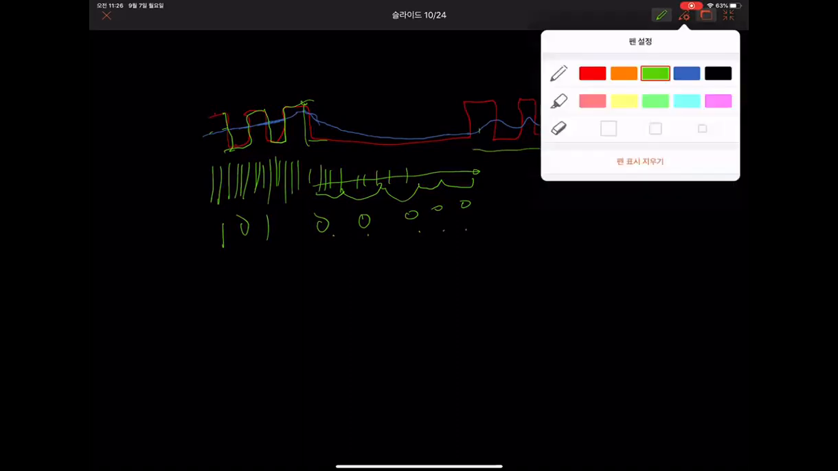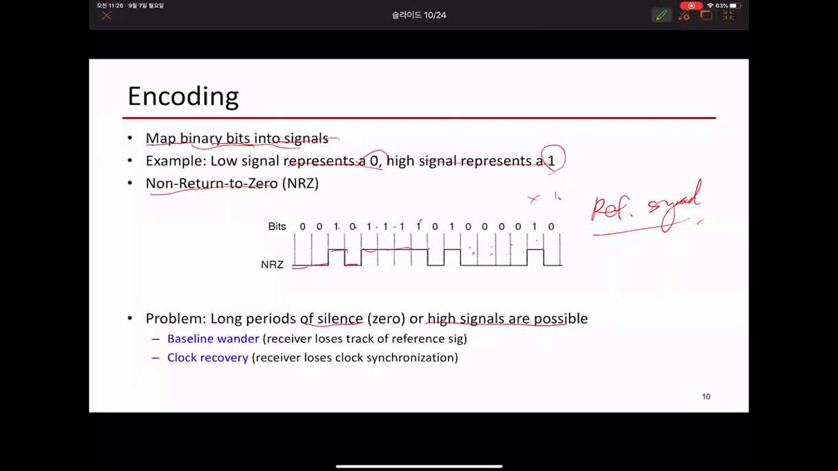Okay, go back to the point. A long period of silence or a long period of 1s gives you, oh, was it 1? Was it 0? How many zeros were there? So sharp detection of the edge is very hard. So we do oversampling, and the reference signal keeps changing and strictly following the patterns. Therefore the receiver loses track of the reference signal, and we call this baseline wander and clock recovery.